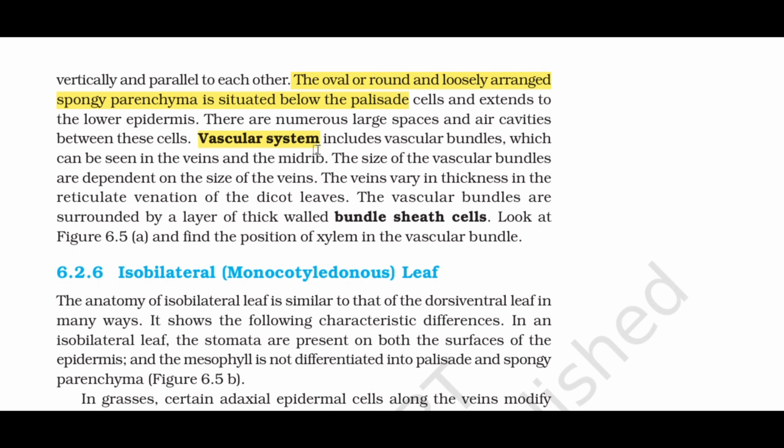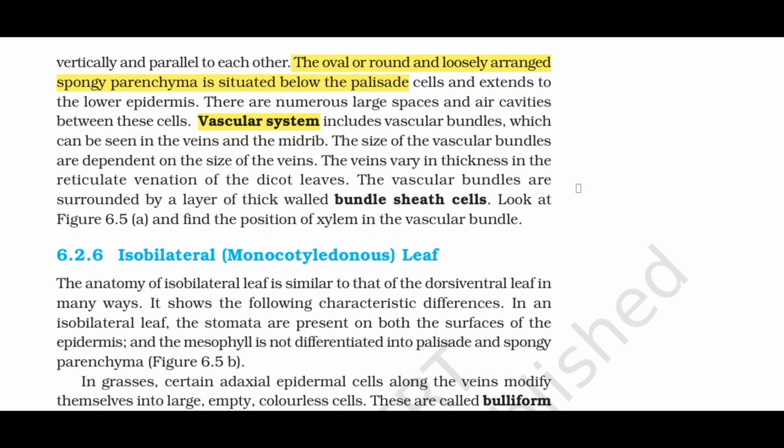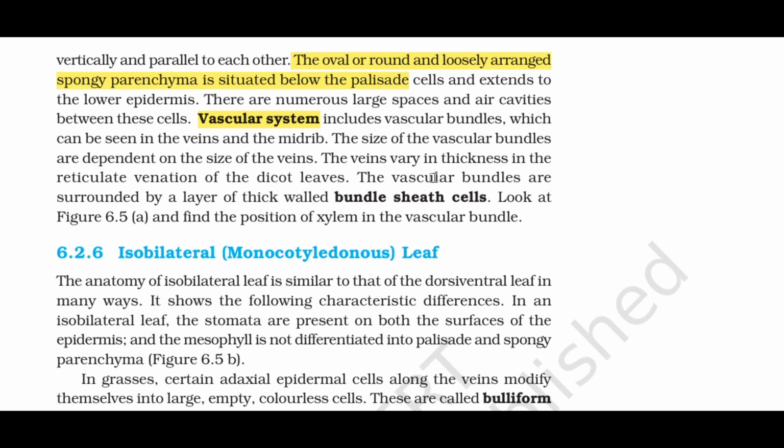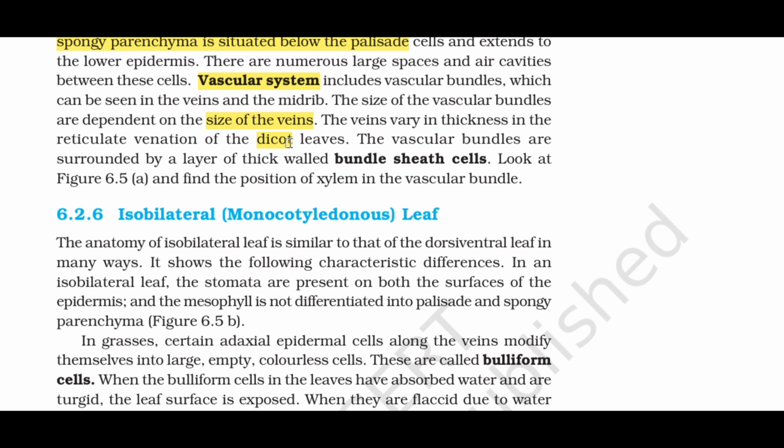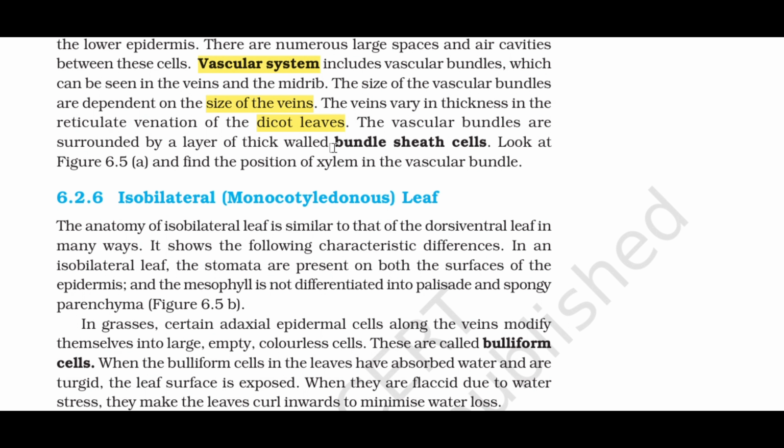Vascular system includes vascular bundles, which can be seen in the veins and the midrib. The size of the vascular bundles depends on the size of the veins. The veins vary in thickness in the reticulate venation of the dicot leaves. The vascular bundles are surrounded by a layer of thick-walled bundle sheath cells. Look at figure 6.5a and find the position of xylem in the vascular bundle.